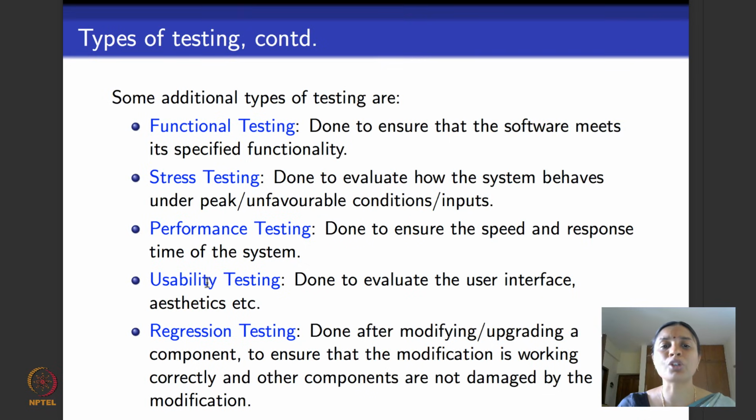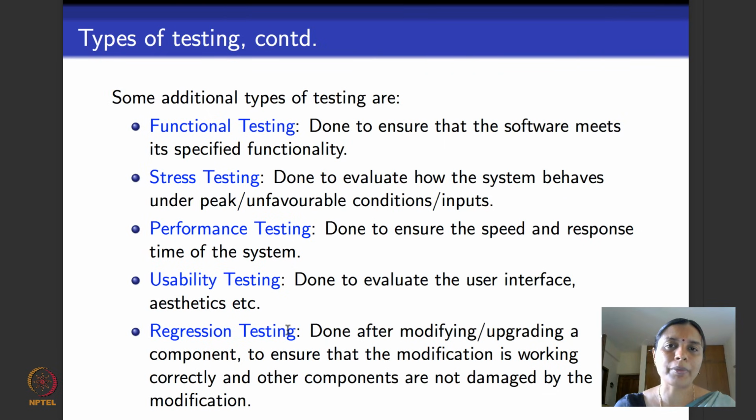So testing that is done to ensure that a software is usable, has a good interface, meets all the accessibility guidelines, right, is aesthetic enough. The kind of testing that is done to do all this is what is called usability testing. Finally, one important term in testing before we move on is what is called regression testing.